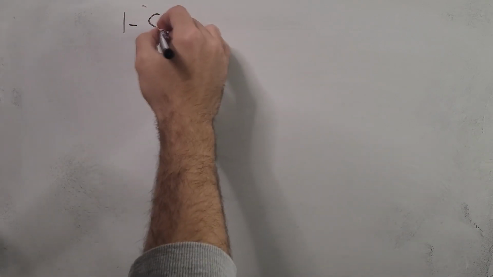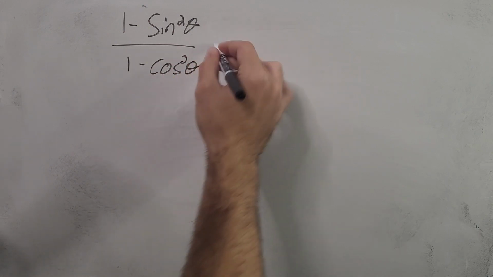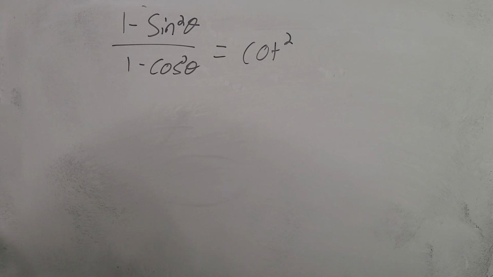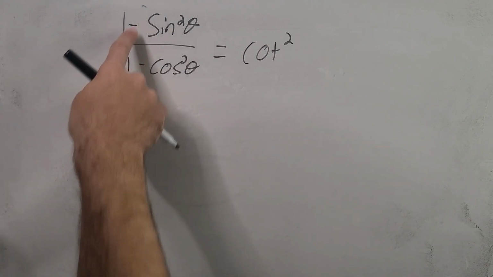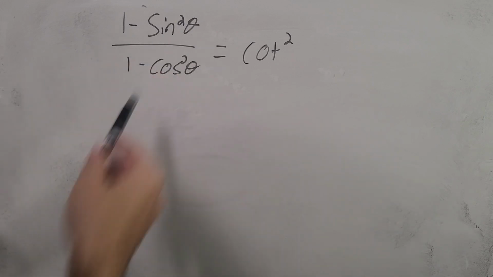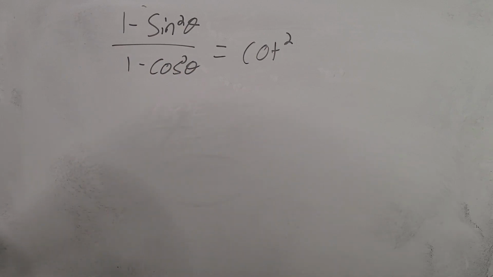1 minus sine squared over 1 minus cosine squared equals cotangent squared. Right, so now with the 1 minus sine and 1 minus cosine, as I mentioned, you usually want to convert into sine and cosine. That's not going to help me out though. I can't convert this into sine and cosine. That's not really going to be too helpful.